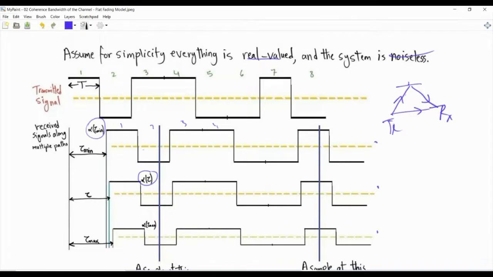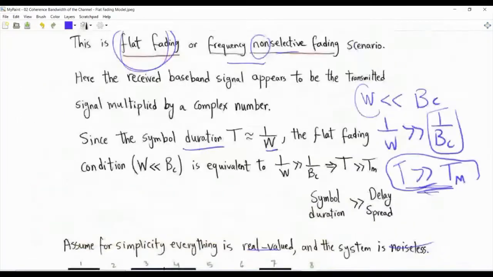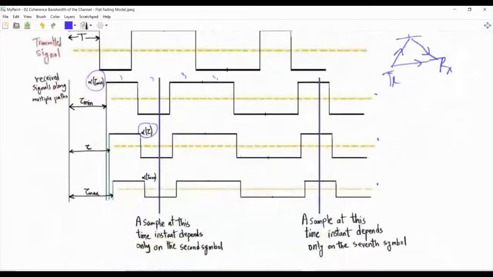Of course, in reality things are more difficult. You need to include a complex phase term and so on, but for now this is just to visualize what is going on. In drawing this plot, I assumed that the difference between tau min and tau max is very small relative to the symbol duration. So the symbol duration is much larger than the delay spread of the channel, which in the frequency domain we say means the bandwidth of the transmitted signal is much smaller than the coherence bandwidth of the channel.